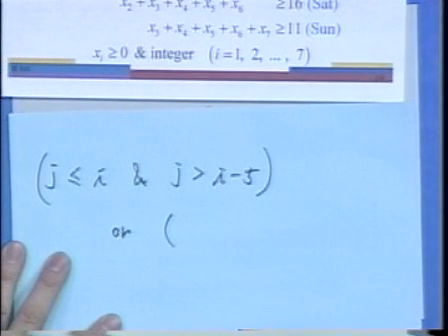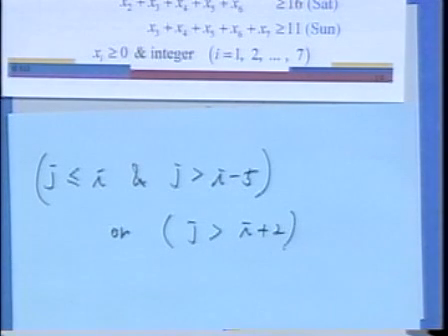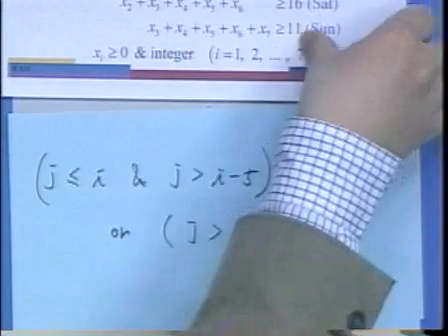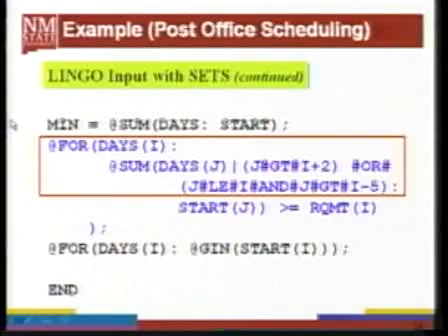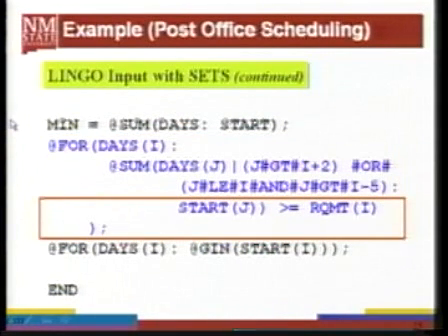what other constraint do we need? Okay, j is greater than I plus 2. Okay? And this constraint is what you've got in this LINGO input. Okay? And next, this part ensures that the total number of employees working on each day is at least as large as the total number needed on that day, which is the requirement for each day I, right?